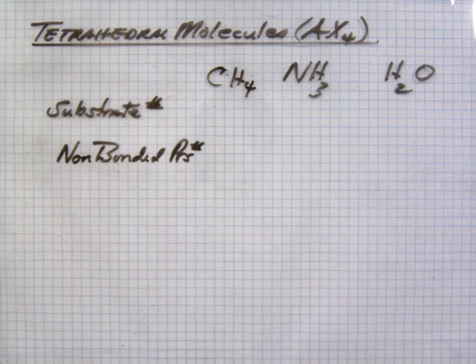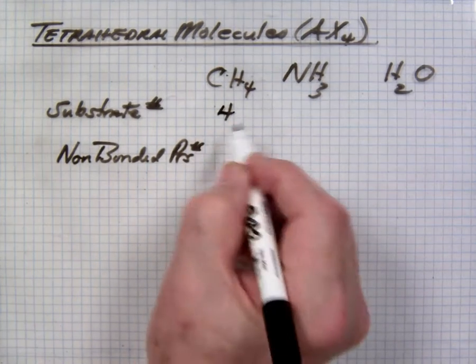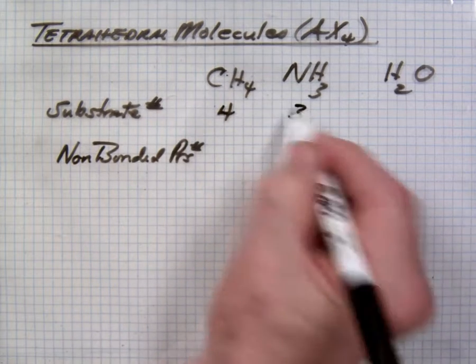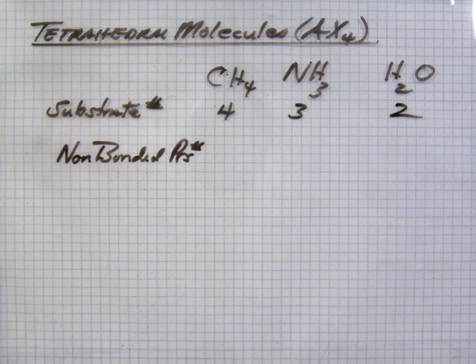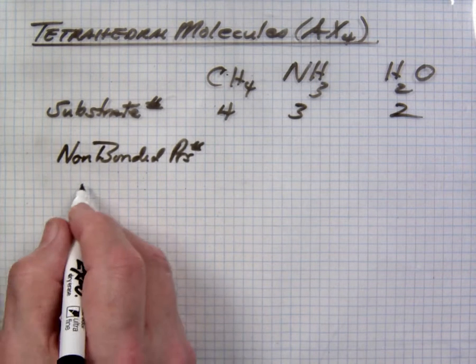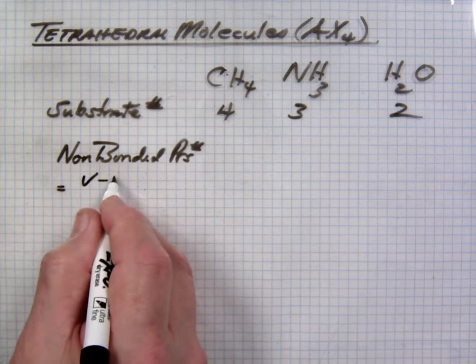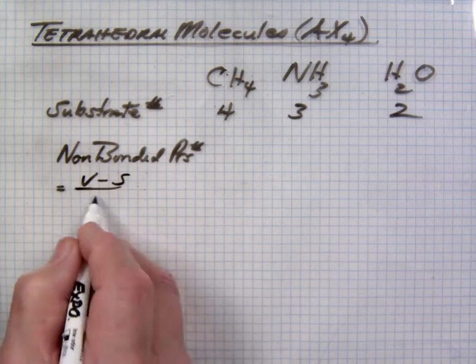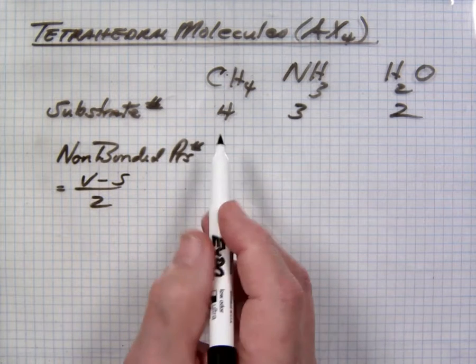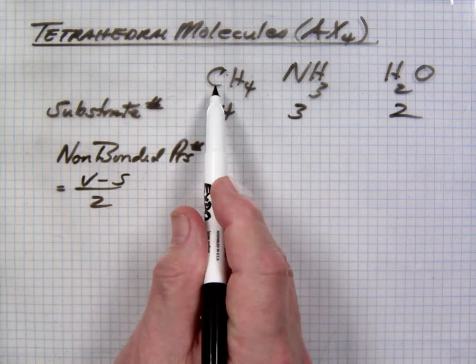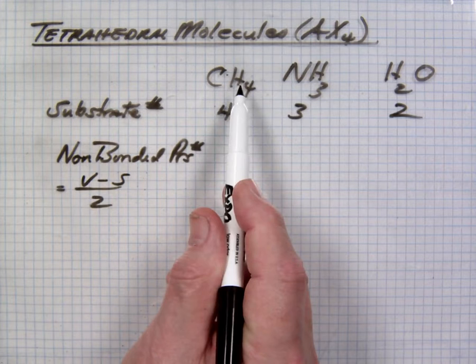Well, it's easy to get the substrates. The number of substrates is whatever's attached. So we have 4 substrates attached, we have 3 substrates attached, and we have 2 substrates attached. So you can see the pattern in terms of substrates, where your non-bonded pair is your valence number minus the substrate number, over 2.